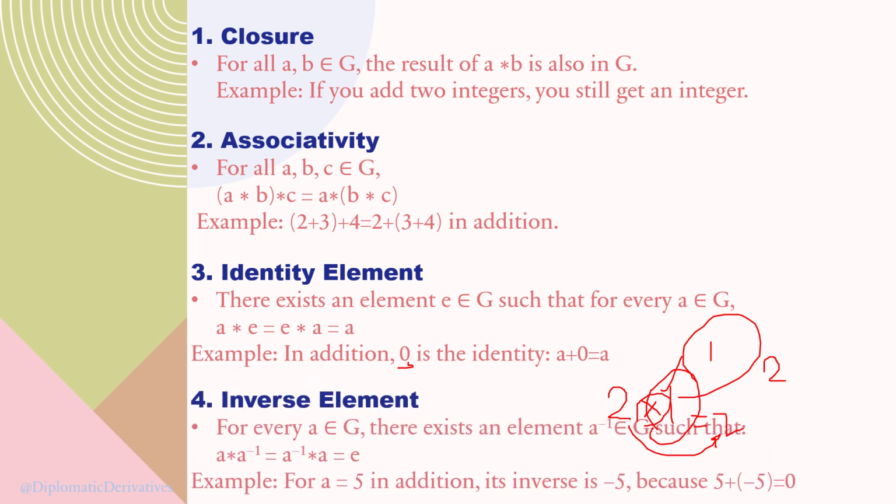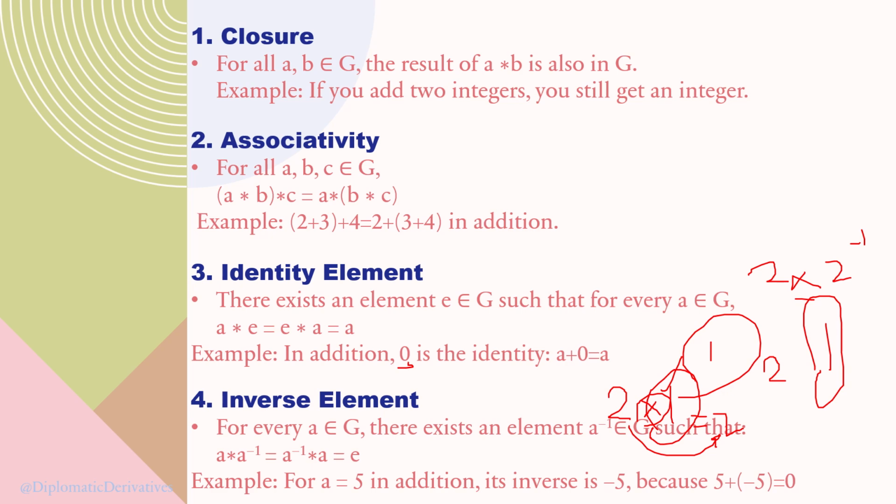Next we have inverse. So for every A element of G, there exists an element A inverse element of G, such that A star A inverse is equal to A inverse star A, which is equal to E. That means for any element, for example, if we are talking about multiplication, we have 2. So 2 multiplied by 2 inverse is going to give us 1. We get the identity element.